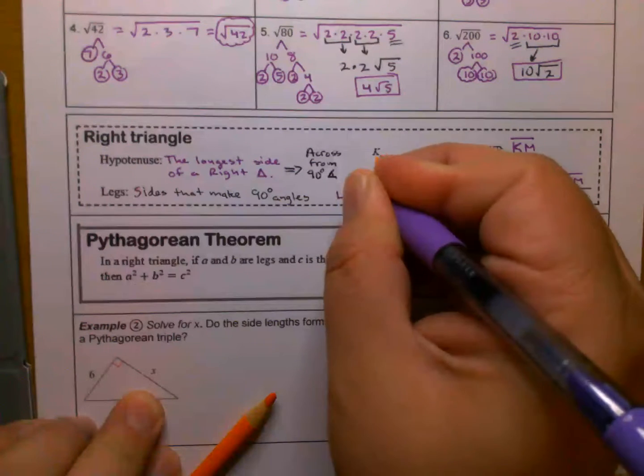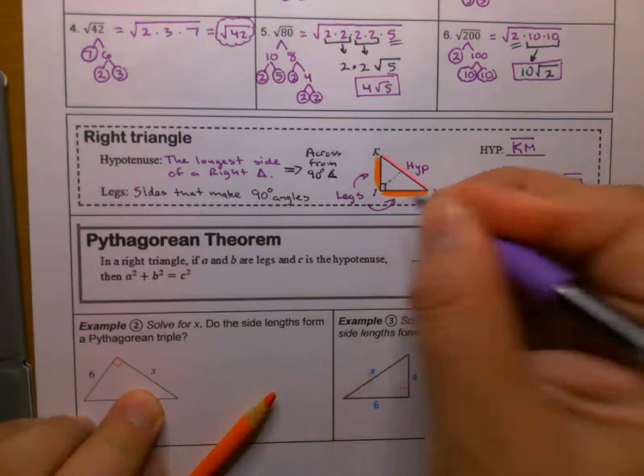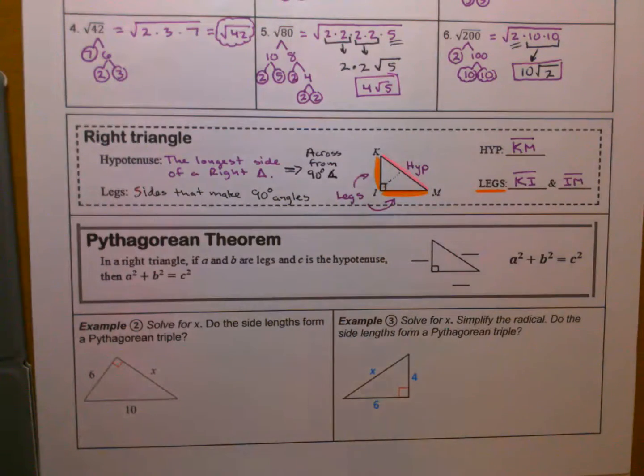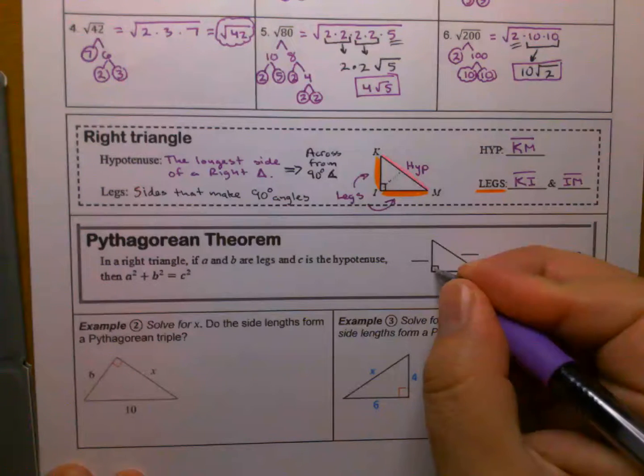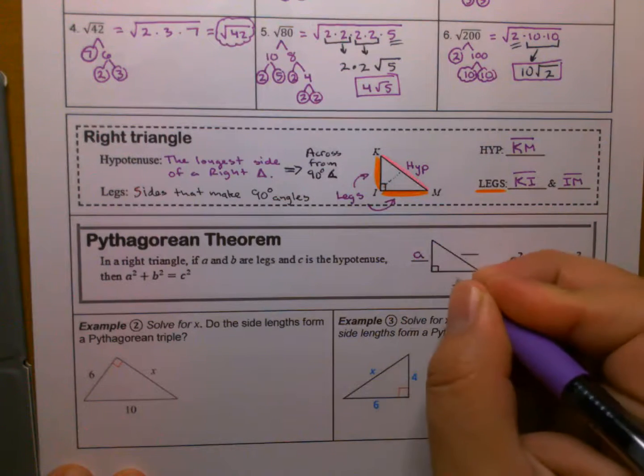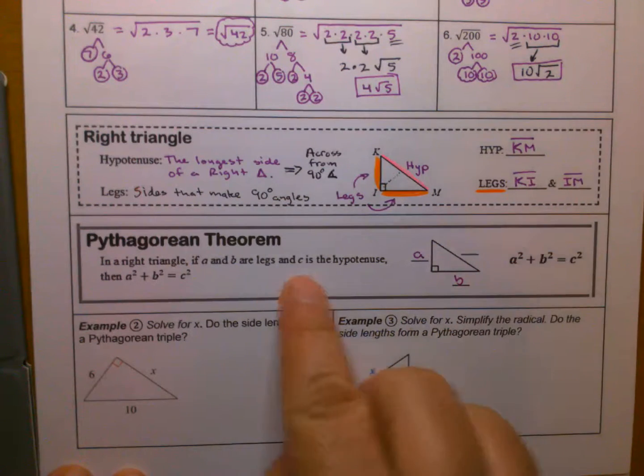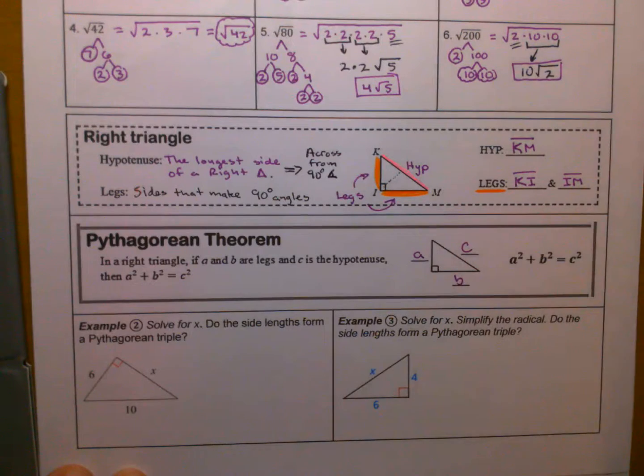So the legs, plural, because yes, we have two of them there. Now, when we're setting up the Pythagorean theorem, it says in a right triangle, if A and B are the legs, okay, well, look, here's the 90. That means these are the legs. C is the hypotenuse. Okay, there's the C. So I'm just putting the letters where they belong, right?